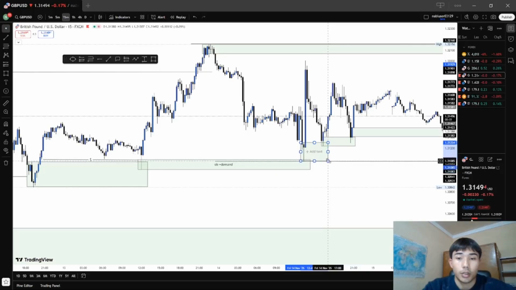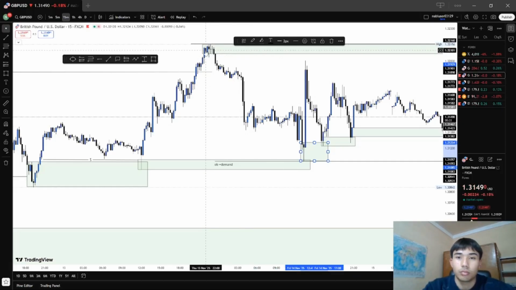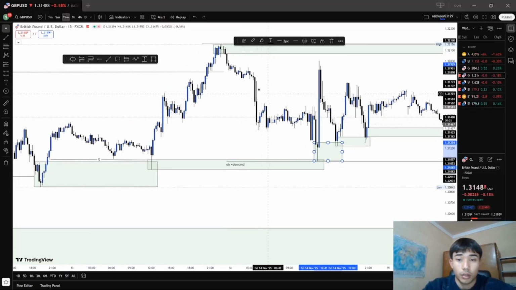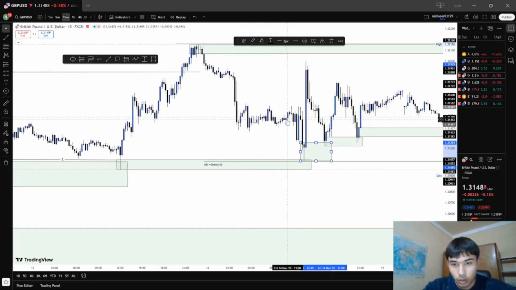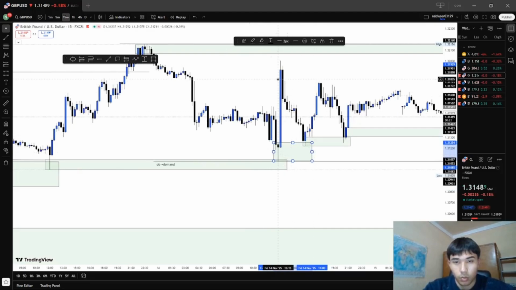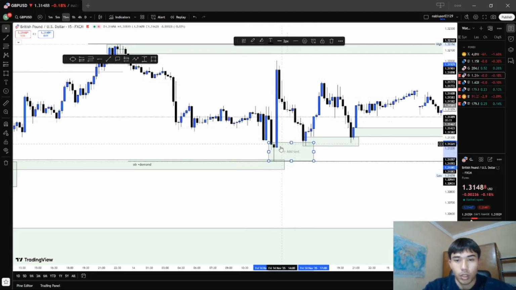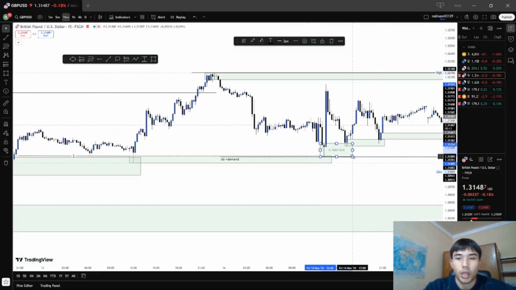And the candlestick went straight down. We didn't have any respected key points of interest except for this consolidation. So we marked our last high, which is our demand zone. And what did price do? Price went right up.